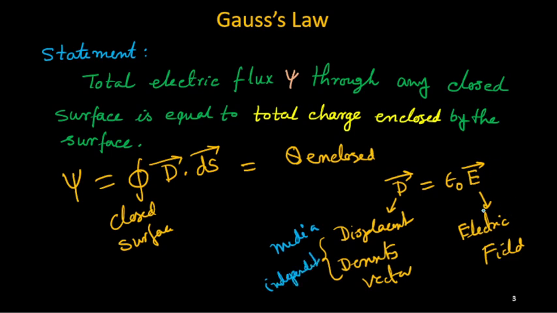Whereas E depends on media, and this epsilon naught will be there. Like Coulomb's law, E equals Q upon 4 pi epsilon naught r squared, in the radial direction. So you can see that epsilon naught is there with the electric field, whereas in D there is no such media constant. It's independent of the media constant. So this is a difference.